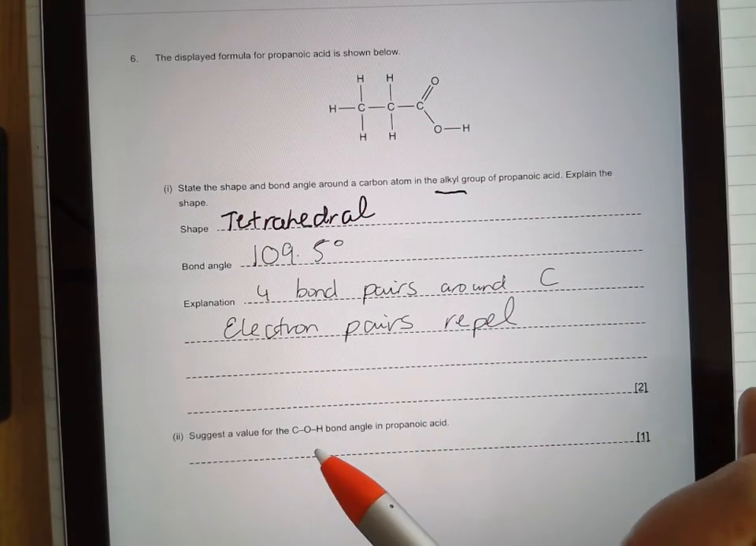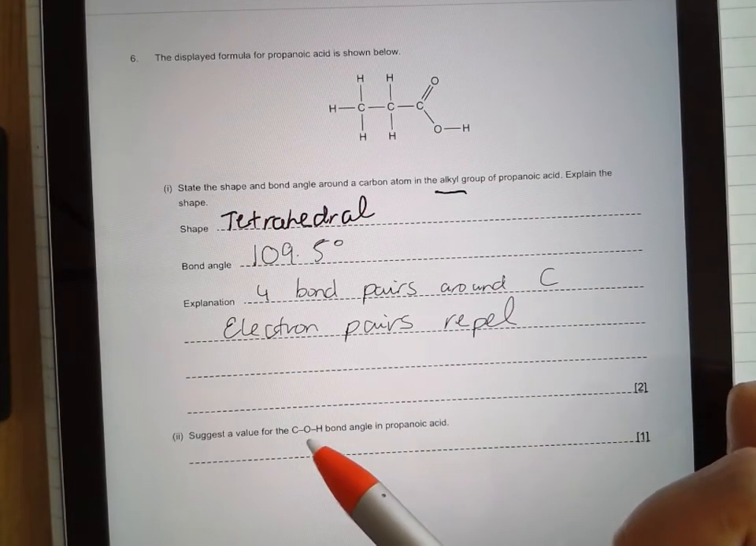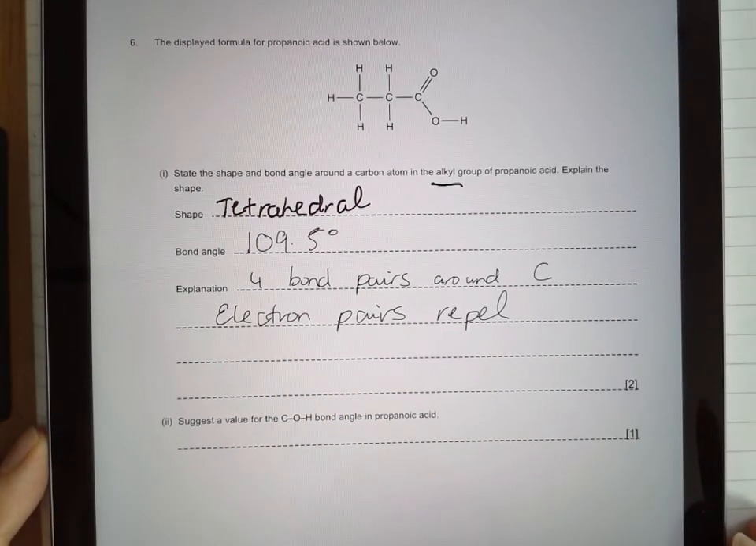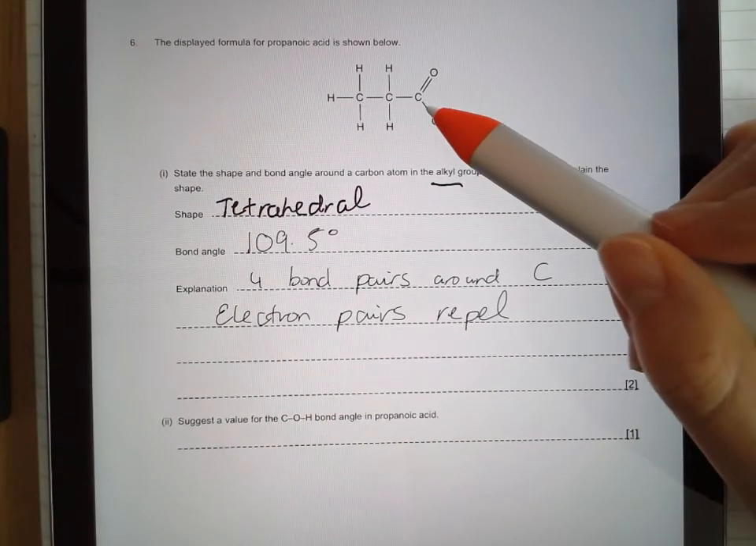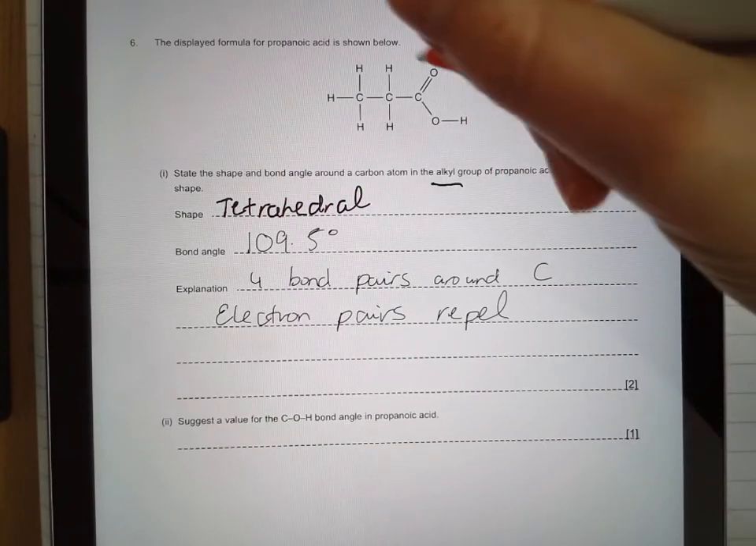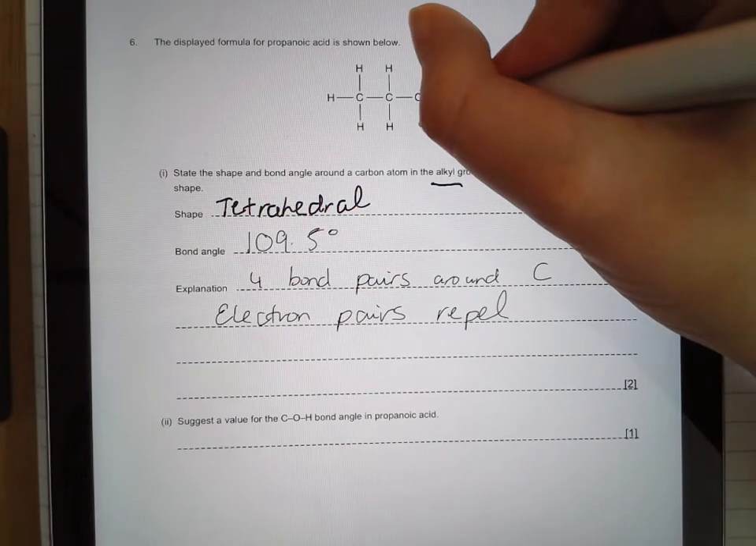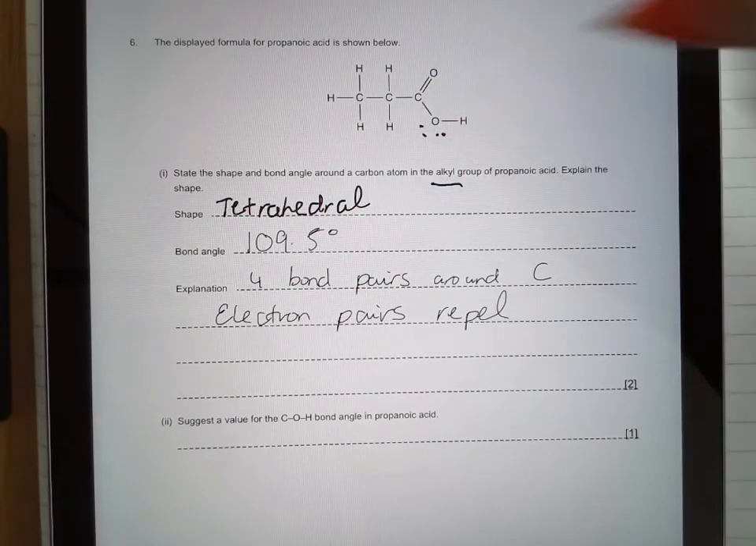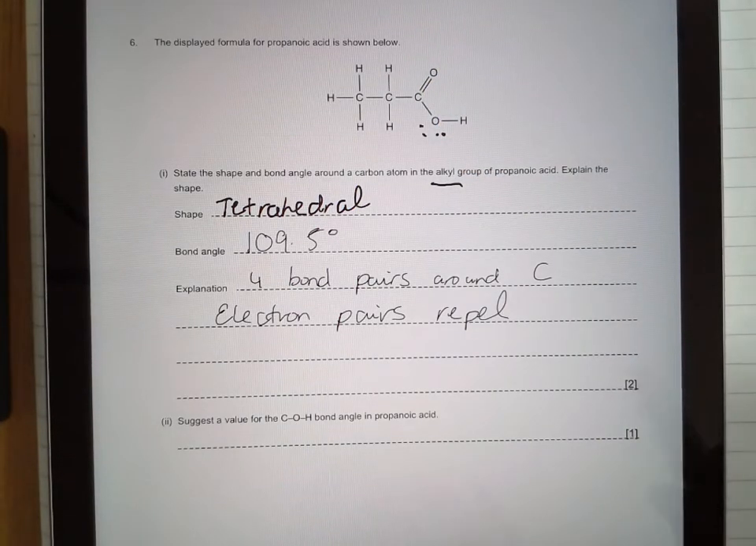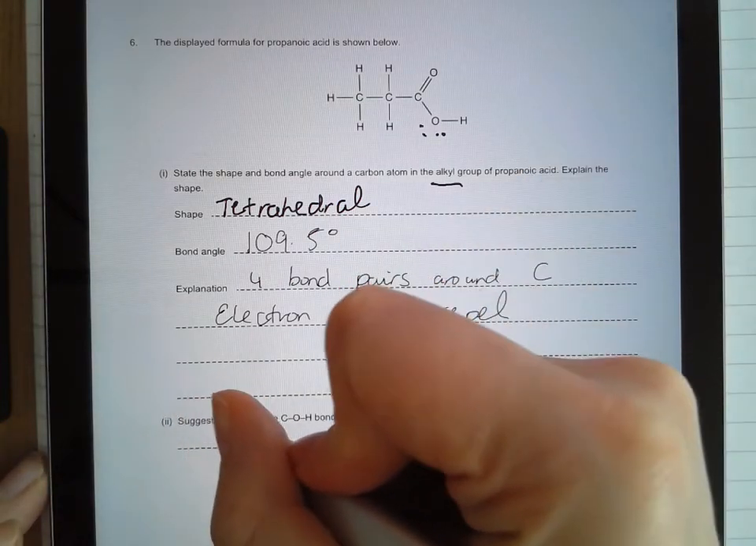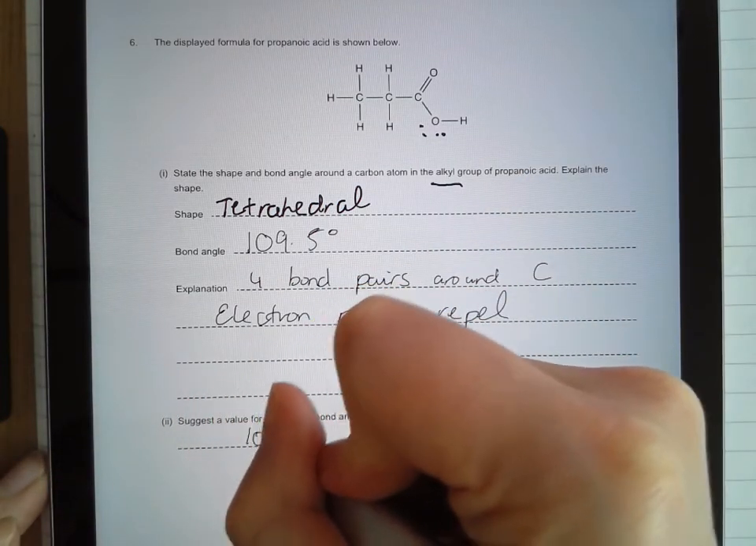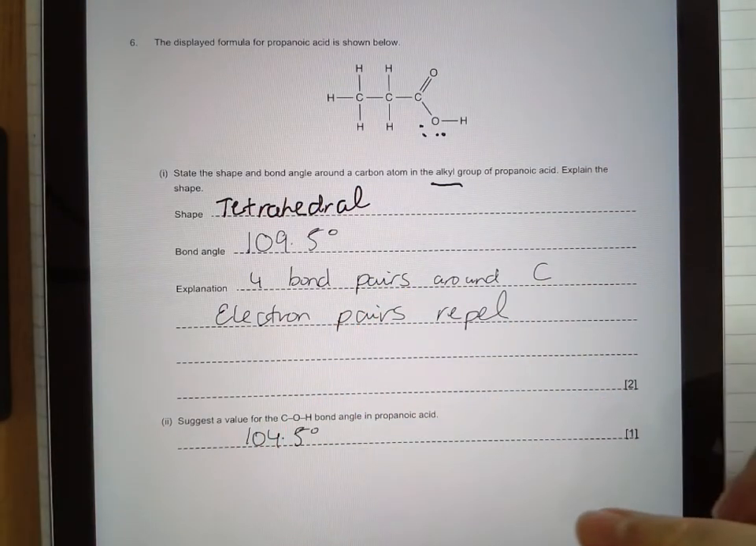Okay, COH, the central atom, the way they've written it is oxygen, so they want to know the angle around oxygen. Oxygen you can see has 2 bond pairs around it, but we need to remember that oxygen has 6 electrons in total. It's forming 2 bonds. But what's not drawn is that oxygen also has 2 lone pairs. So oxygen has 2 bond pairs and 2 lone pairs around it. The shape is going to be bent or non-linear, and the angle is going to be 104.5 degrees.